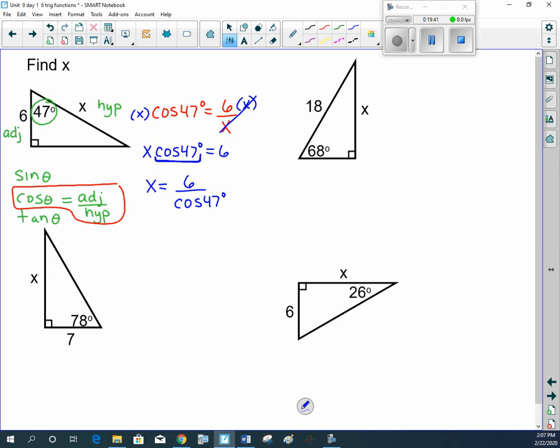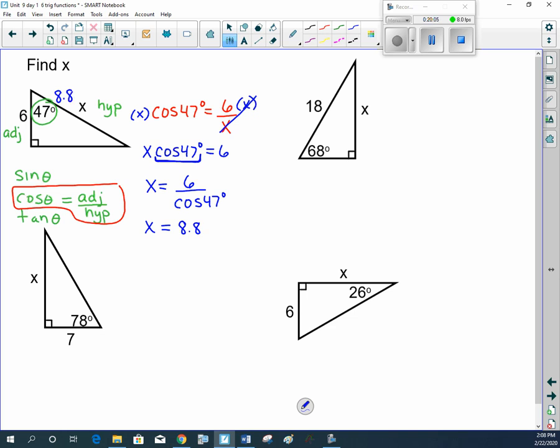So this is where I would go to my calculator and I would type in 6, divide, and then I would hit the cosine button, and then 47 behind it, so for 47 degrees, and you end up with 8.79. So we'll say this is about 8.8. So this missing length right here is about 8.8.